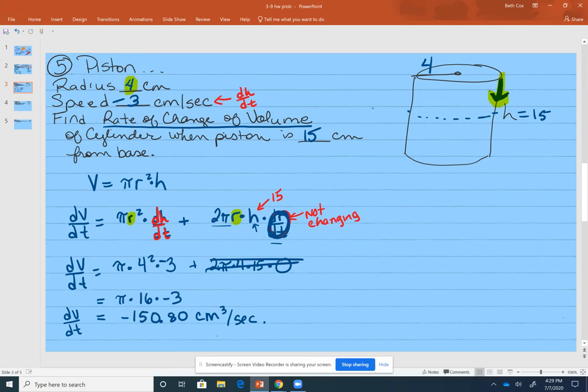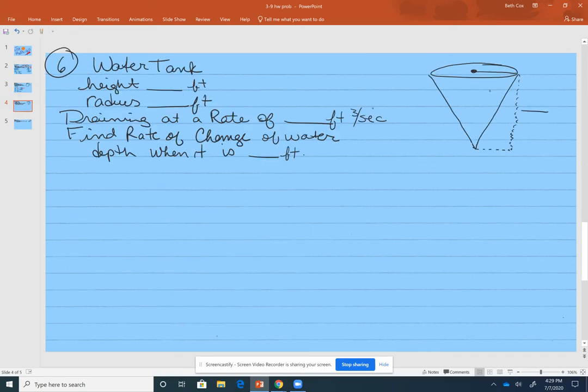Okay, the next one, we have a water tank. Now this is the hard one. This is the one I got stuck on in class the other day. So we're going to stop this video and we will start this problem on the next video.